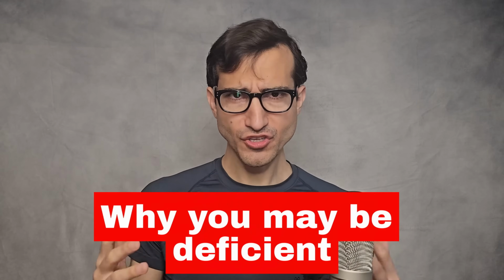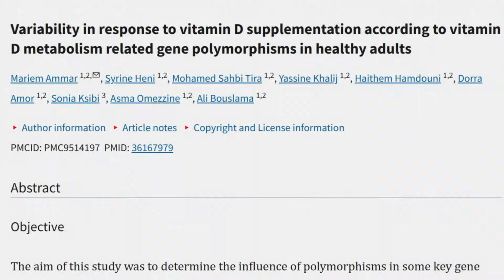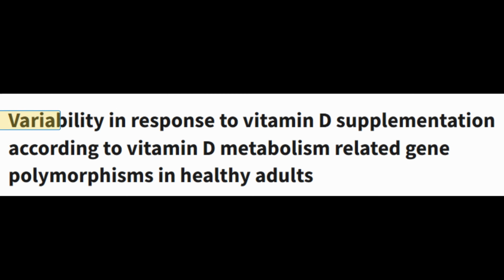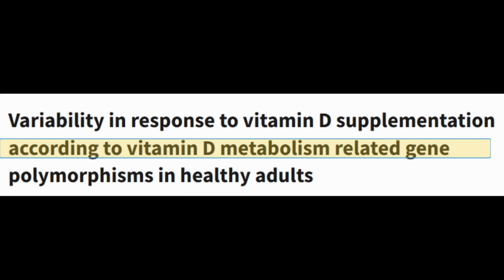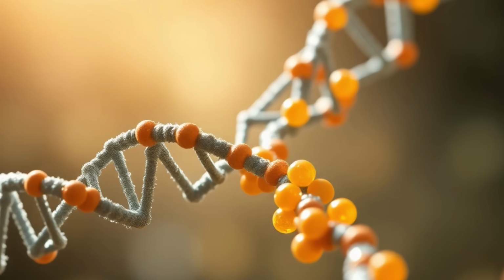Why you may be deficient despite supplementing with the recommended dose? The first problem was exposed by this 2022 study. It shows, I'm quoting, "variability in response to vitamin D supplementation according to vitamin D metabolism-related gene polymorphism in healthy adults." Gene polymorphism is a variation in your genes, and this means that your genes may actually change your ideal dose of vitamin D, but you wouldn't know about it if you just take the recommended dose.